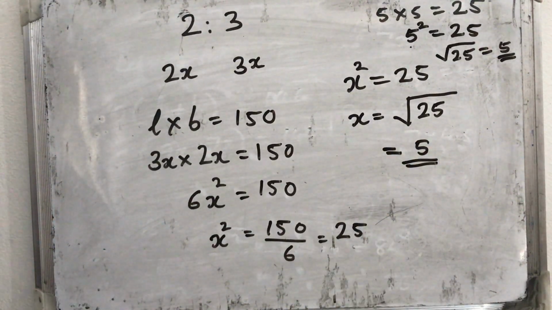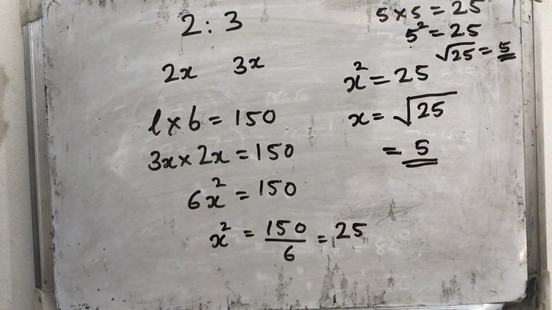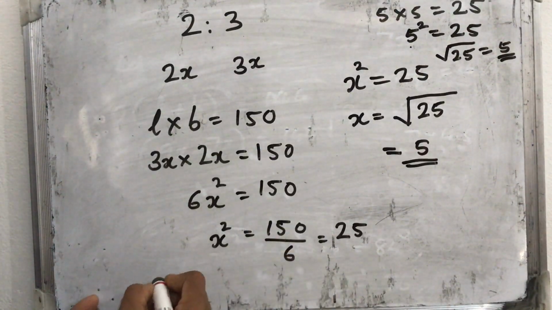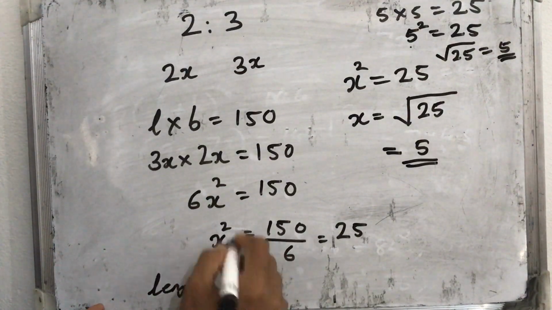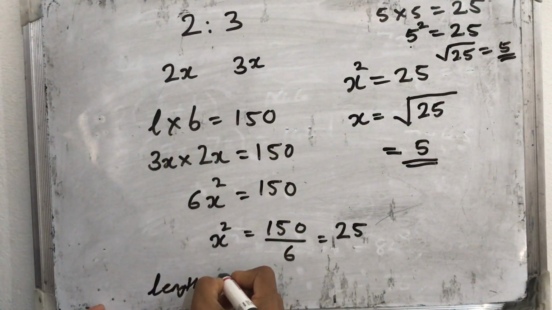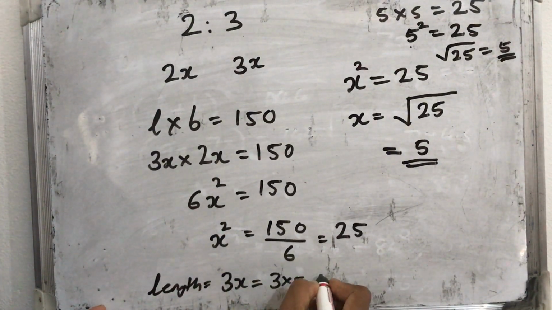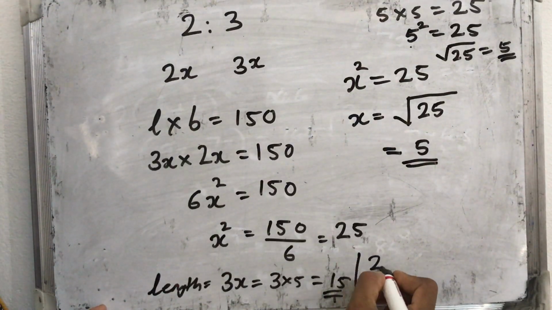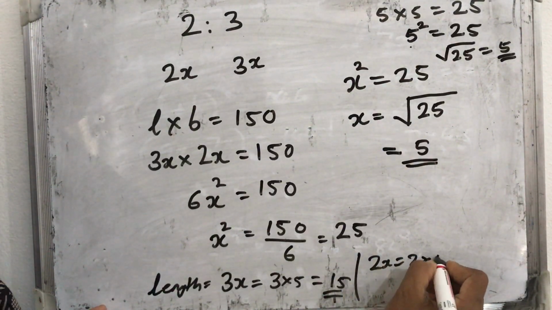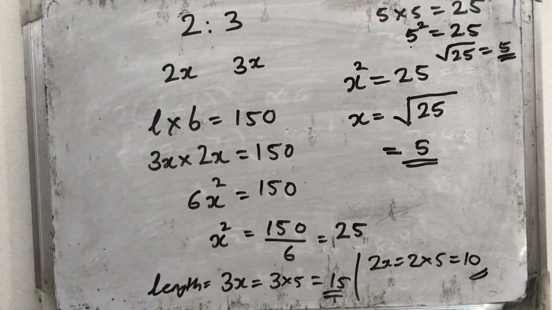So here we find out the value of x only. Then what we want to find out here? Find the length of its sides. Okay, so the length and breadth both we can find out. First one is 3x, length is 3x, so 3 into 5, 15, and next side is 2x, that is 2 into 5, 10. Okay, then correct unit you write in the last.